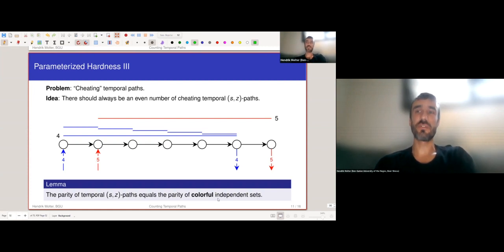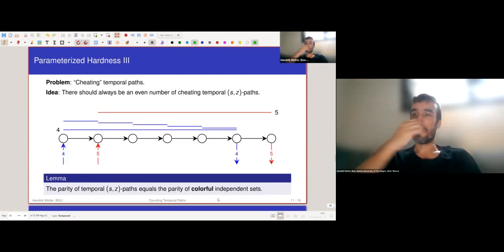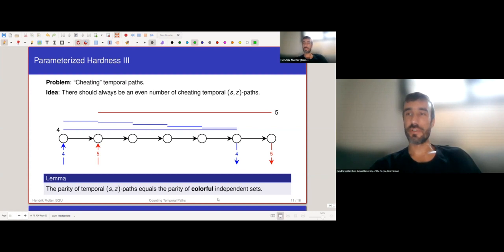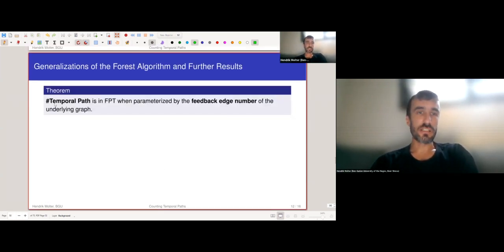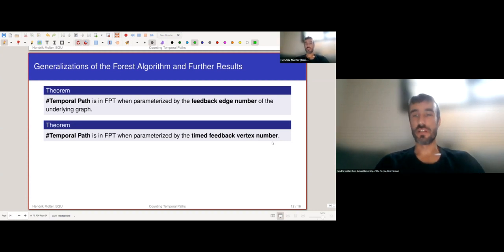I obviously left out a lot of technical details, but this gives us a pretty high baseline, because it means that for all parameters of the underlying graph which are smaller than the feedback vertex number, such as, for example, tree width, we cannot expect to get FPT algorithms. But what we could find on the positive side is that we can get FPT for the parameter feedback edge number, which is larger than the feedback vertex number. And we can get an FPT algorithm for the so-called time feedback vertex number, which is also larger than the feedback vertex number of the underlying graph.